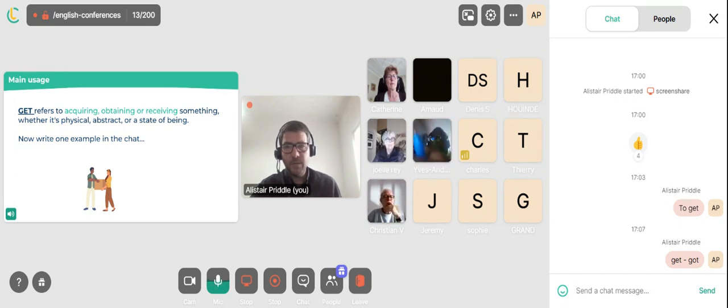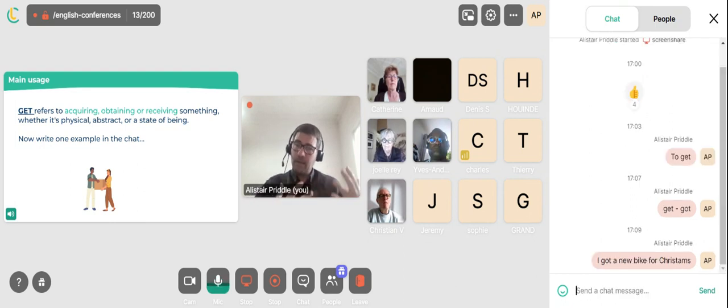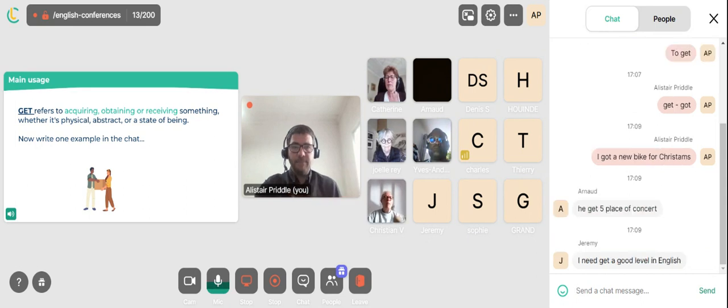Okay, so guys, we want to have an exercise in the chat now. I'd like you, if you want, to think about writing a sentence with an example that uses get in this way. I'm going to write an example in as well. For example, I got a new bike for Christmas. This is using get in its main form, the verb to get.